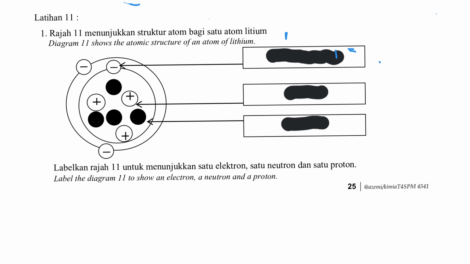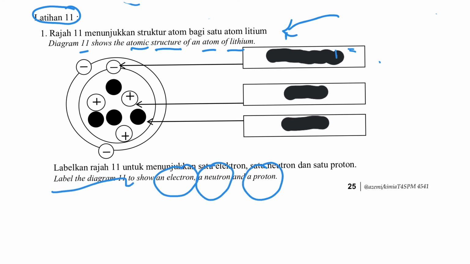Class, here's another example of questions about atomic structure. So let us look at the question, latihan 11. Diagram 11 shows the atomic structure of an atom of lithium. Okay, label the diagram to show an electron, a neutron, and a proton.